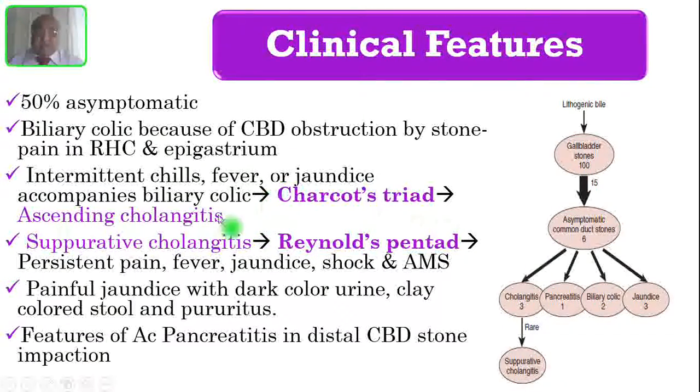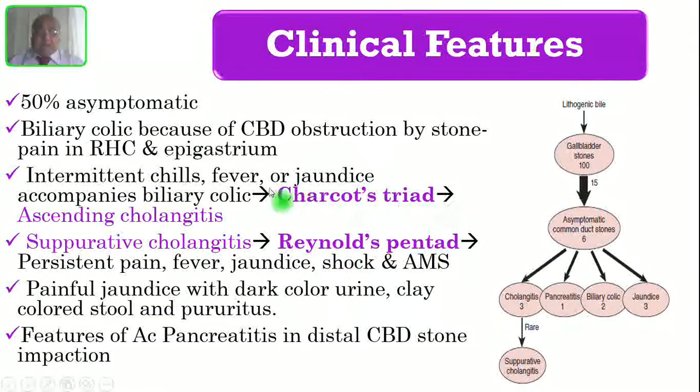Whereas if we do not intervene at the correct time, it will go on to what is called suppurative cholangitis. Now the suppurative cholangitis will also have altered mental status and shock. Now it becomes 5 things. It is called Reynolds' pentad.